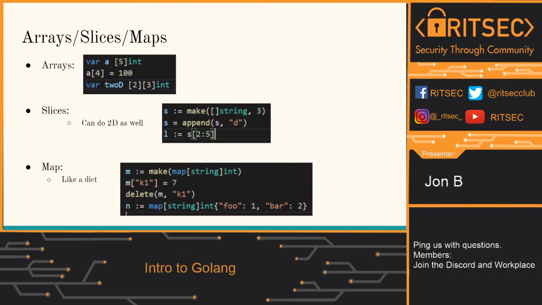You can delete it just using delete. You pass which map you have, and then the key that you'd like to delete. And then there's N right there. That last variable is another way you can declare a map without using make and having the values already set in it. It's like a JSON-type format for setting those.